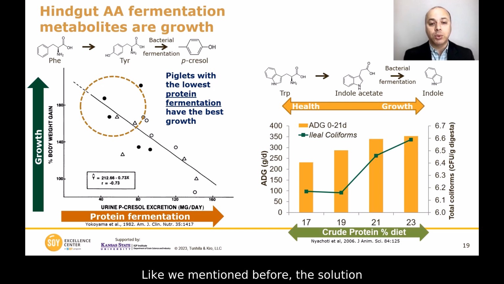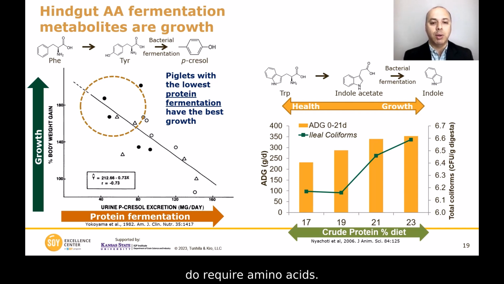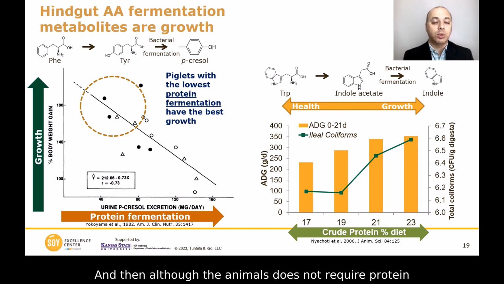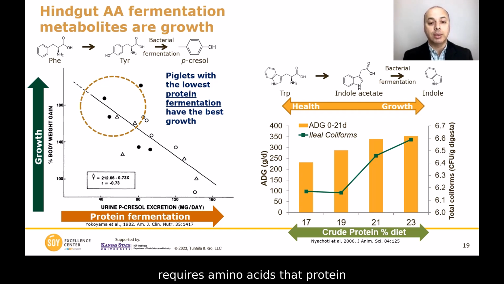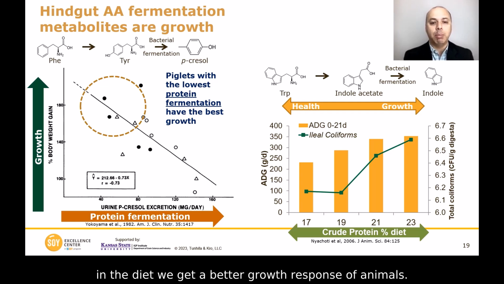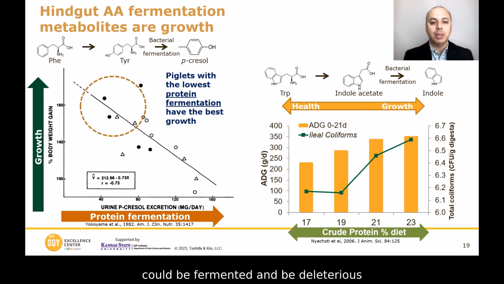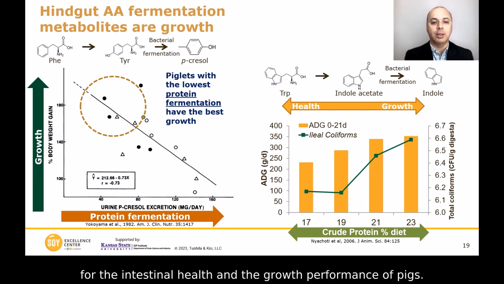Like we mentioned before, the solution is not necessarily to reduce protein levels, because animals do require amino acids. Although the animal does not require protein, it requires amino acids, and protein is the source of amino acids. So we can see that as we increase the amount of protein in the diet, we get a better growth response of animals. So here, the question is, how do we strike a balance between providing enough protein and amino acids to the pig without providing excess that could be fermented and be deleterious for the intestinal health and the growth performance of pigs?